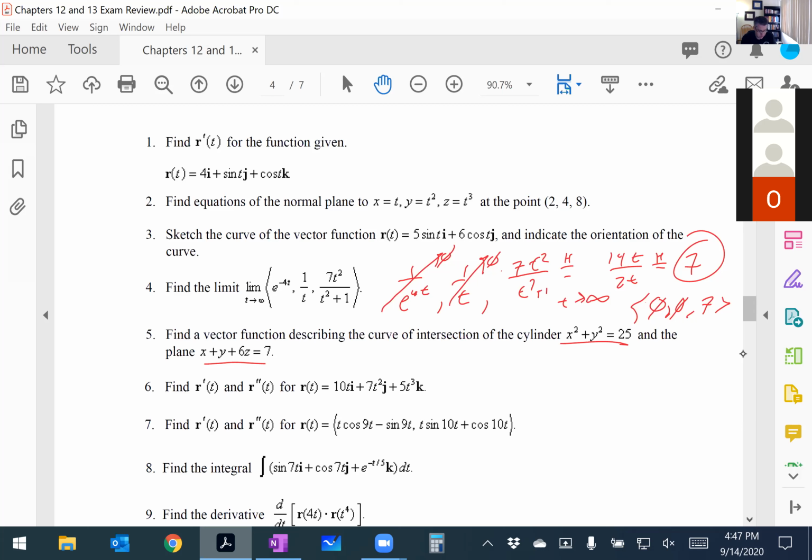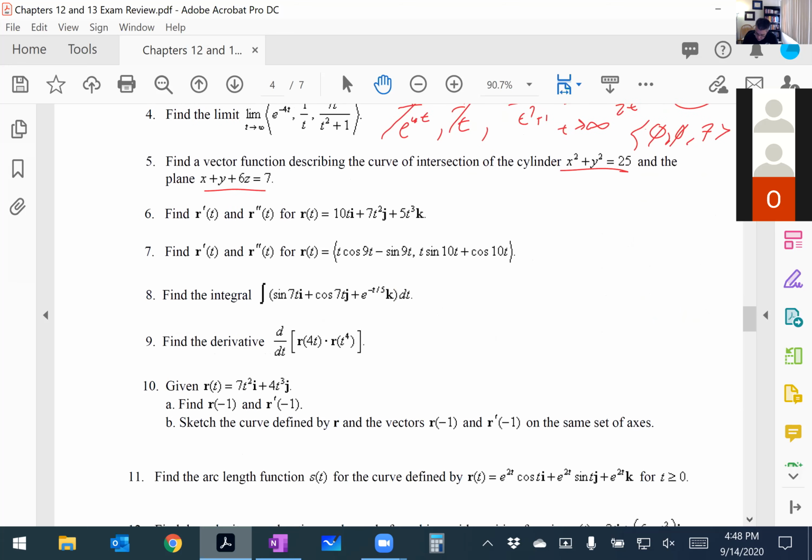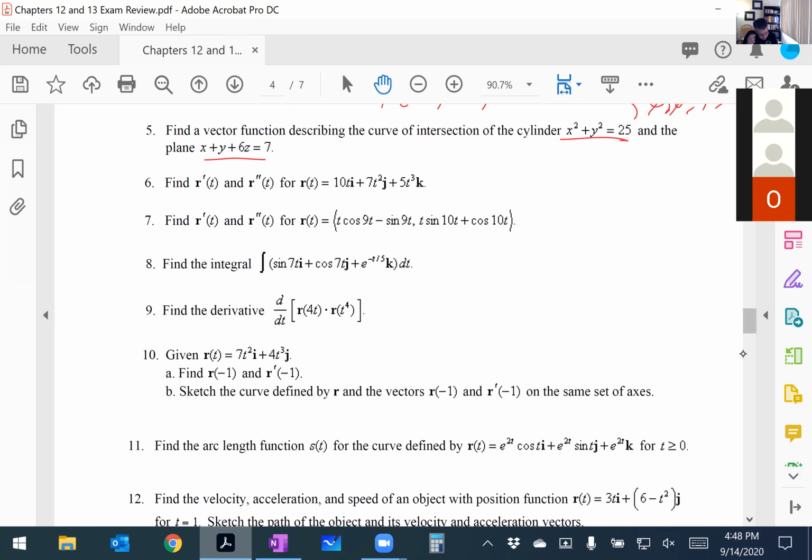Professor, on number 10, the sketching was a little difficult. Number 10? Okay. On chapter 13? Okay. So it says on part B, is that what you're looking at? Yeah, part B. So find r and r prime, sketch the curve.